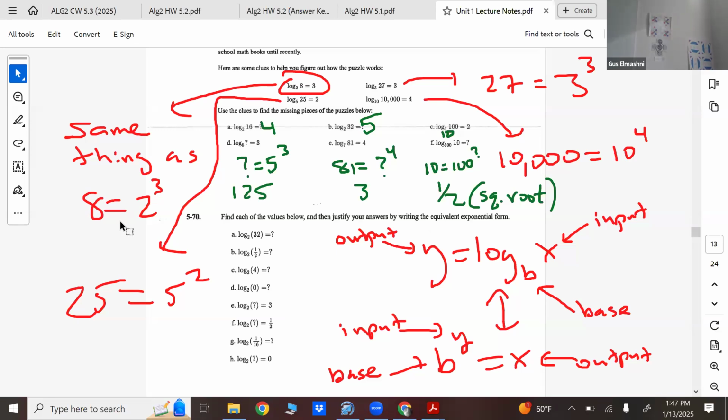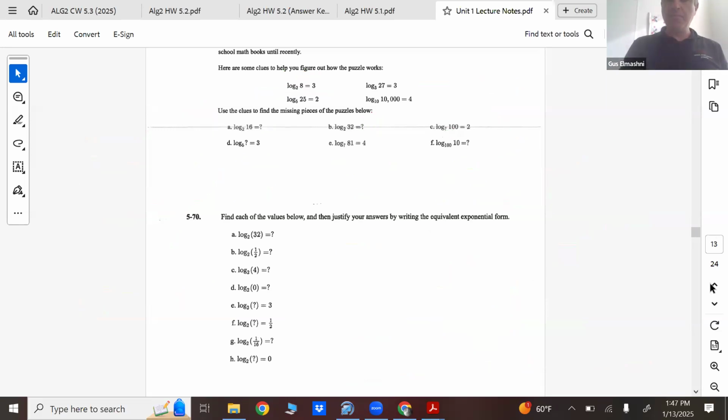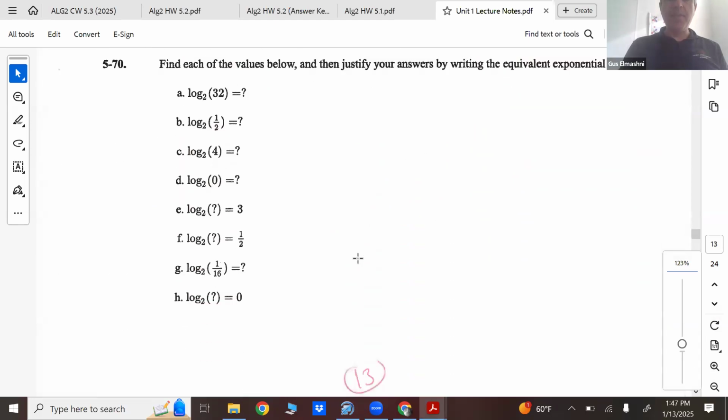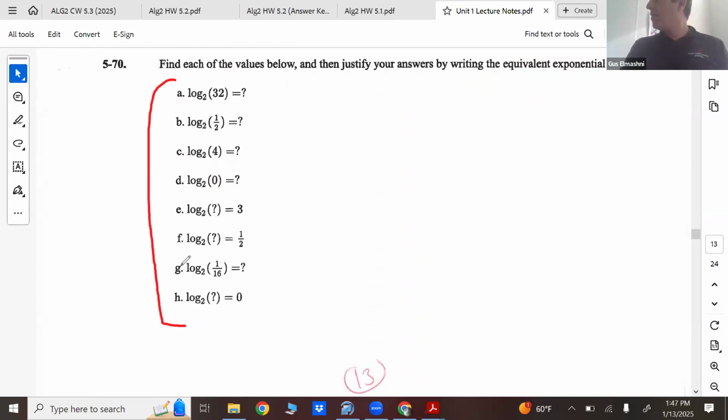Okay. Now let's look at 570. I'm going to zoom in so you guys can see a little better. Go ahead and try 570 on your own. Some of these are repeated from before. I'm going to freeze the screen. I think I'm going to stop after this page so you guys can get started on homework, because we can do the next page as a nice review next time we meet.